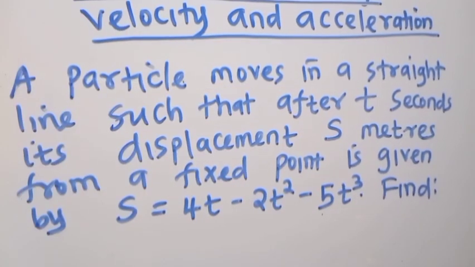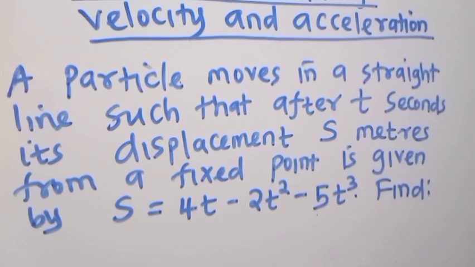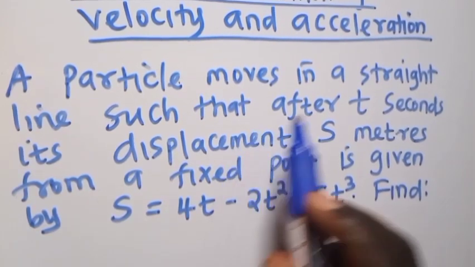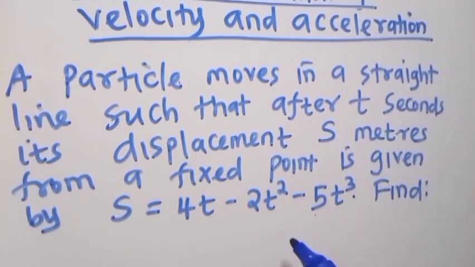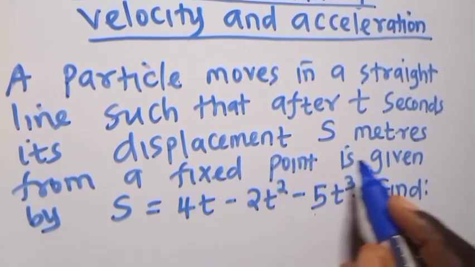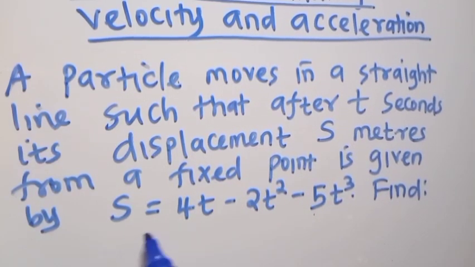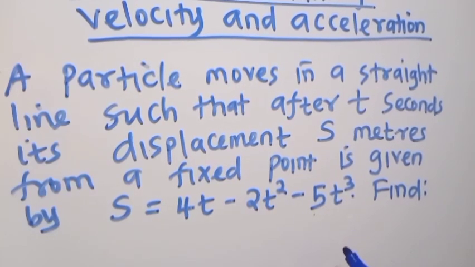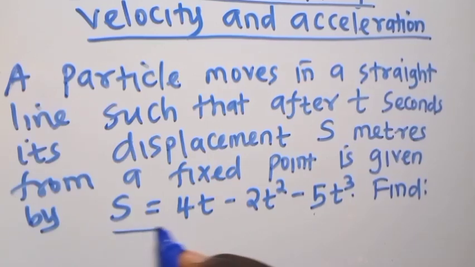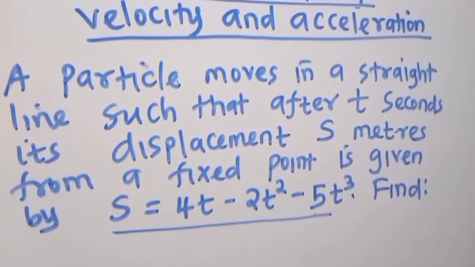Now, let us have a look at this question that deals with velocity and acceleration. The question is, a particle moves in a straight line such that after t seconds, its displacement s meters from a fixed point is given by s equals 4t minus 2t squared minus 5t cubed. That is the equation of displacement.